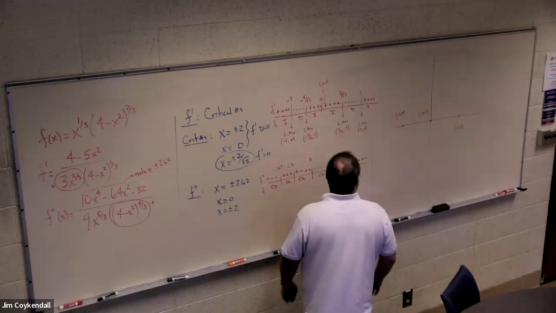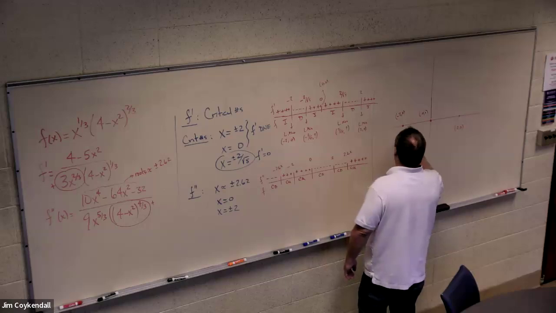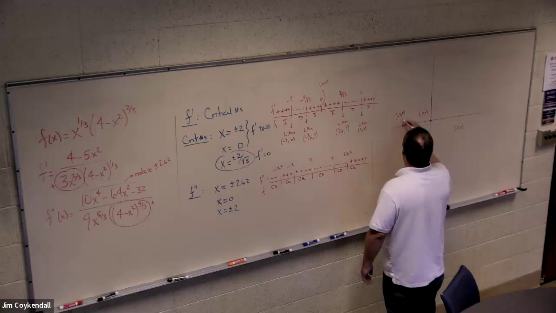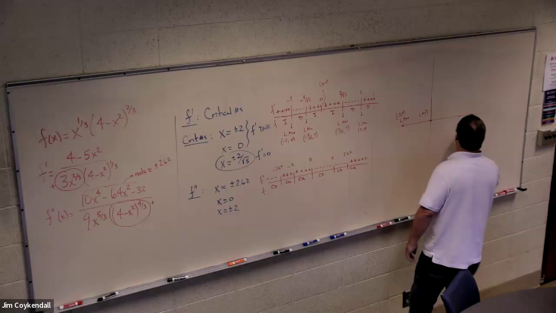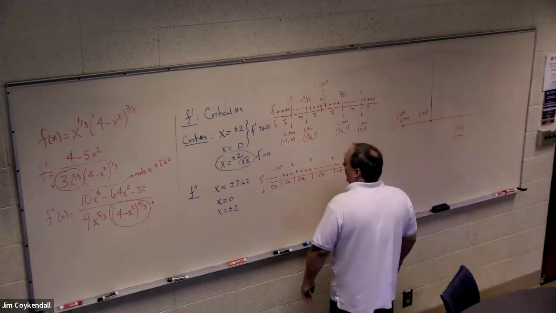Well, let's see what happens. This should be a local min. I'm sorry, this is a local max. And this one should be a local min. Now, what happens to my function?